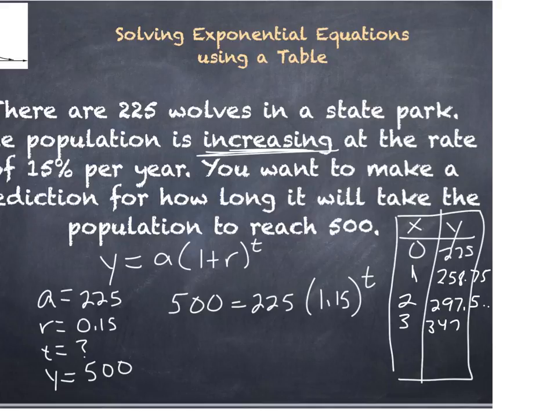If we go to our third term, we multiply by our multiplier, 1.15, and we get 342.19 something. If we multiply by 1.15 again, we get 393.52 something. If we multiply by 1.15 again, we get 452.55 something. And if we multiply again, we'll get 520 point something.